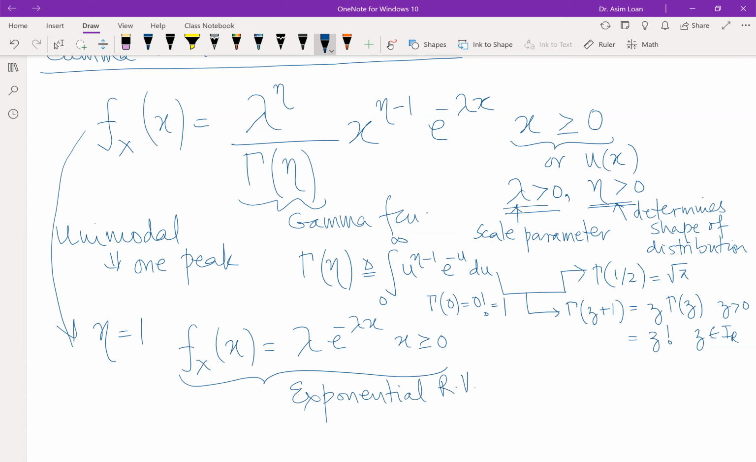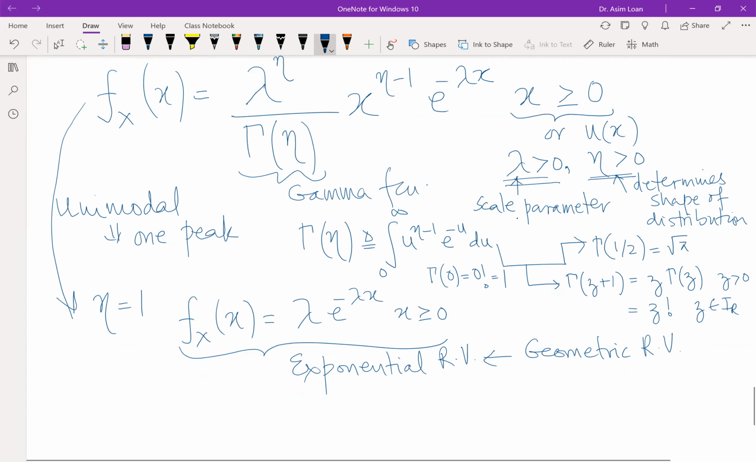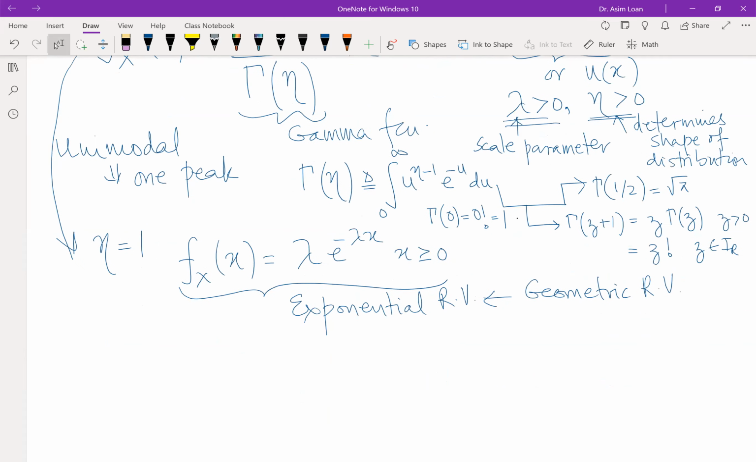Its counterpart is the geometric random variable. The geometric random variable has the memoryless property, and the exponential also has the memoryless property. So where is this exponential random variable used?